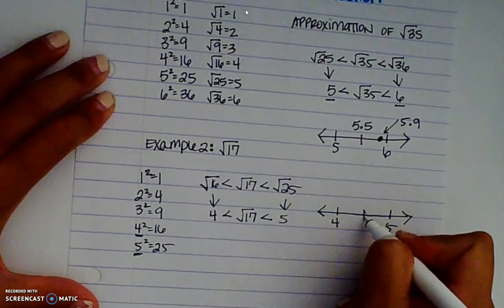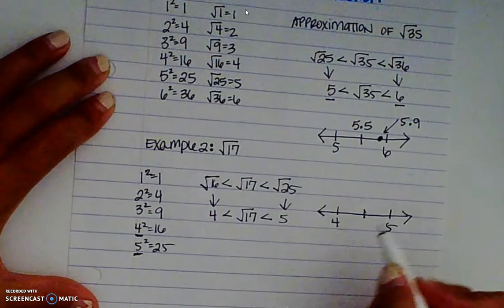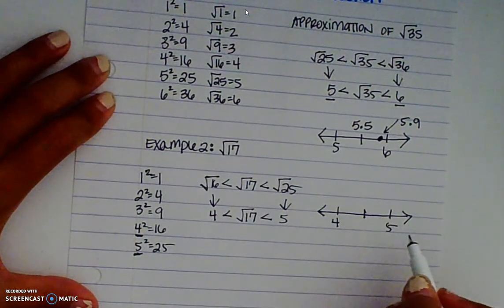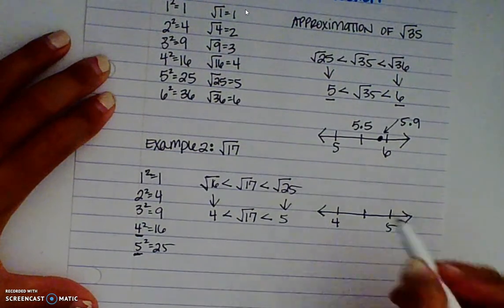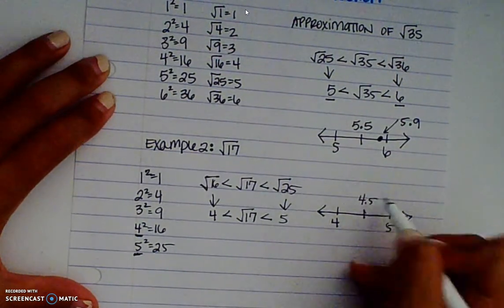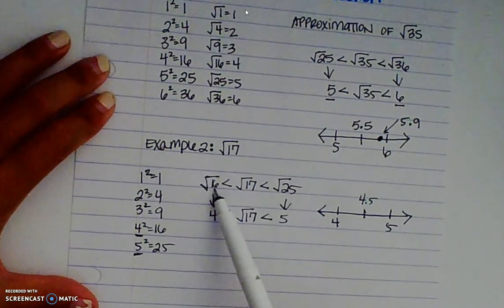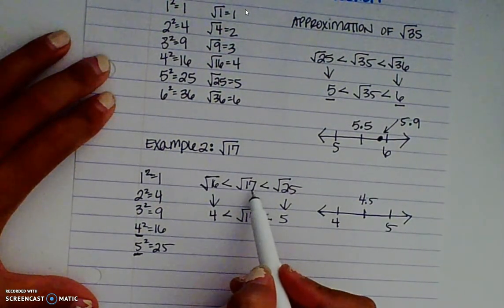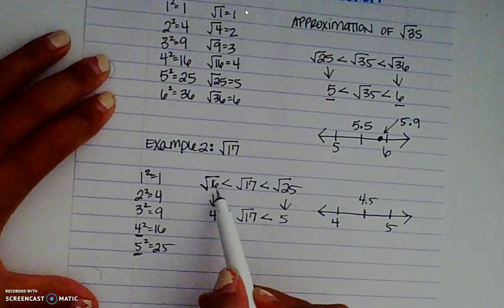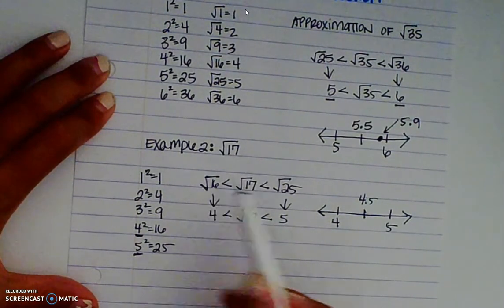we could estimate that the square root of 17 is going to fall somewhere between 4 and 5. So again, we would have about 4.5, but we could take it even a step further. The square root of 17, or 17, is closer to which number, 16 or 25? Okay, so the square root of 17 is closer to 16.